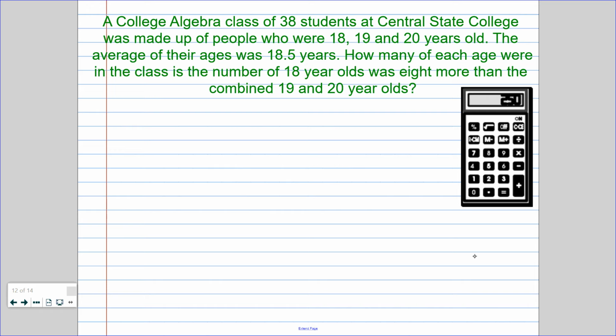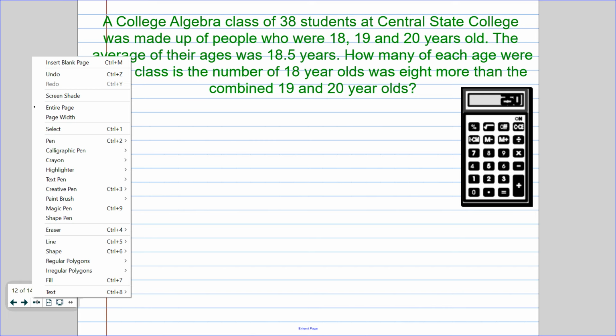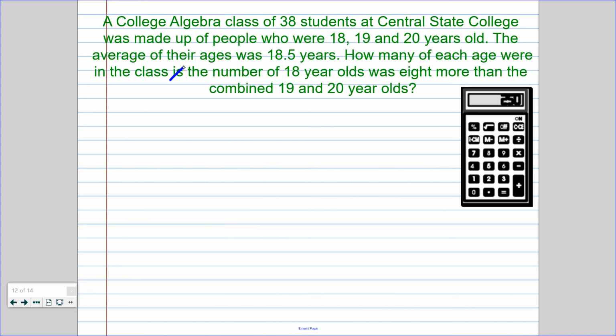A college algebra class of 38 students at Central State College is made up of people who are 18, 19, and 20 years old. The average of their ages was 18 and a half years. How many of each age were in the class? That's supposed to say, if the number of 18-year-olds was 8 more than the combined number of 19 and 20-year-olds.